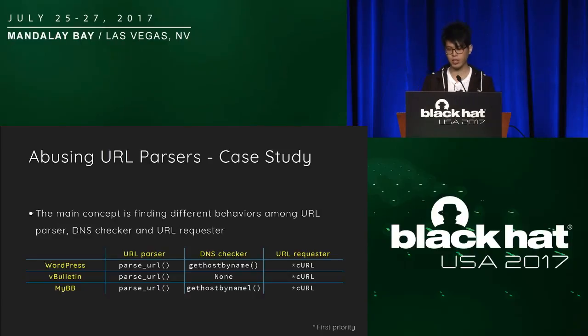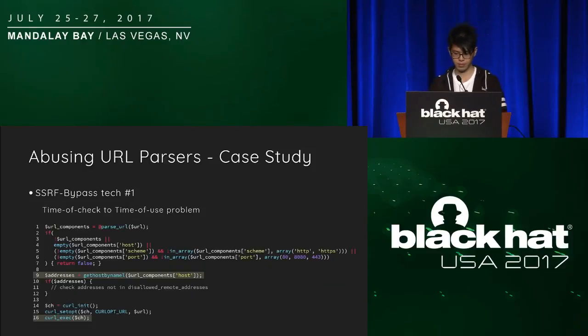This table shows which components WordPress, vBulletin, and MyBB use to treat a URL. The main concept of the bypass is finding different behaviors among the parser, DNS checker, and the requester. If you find one, then you have the ability to bypass the restriction. This is the source of MyBB.